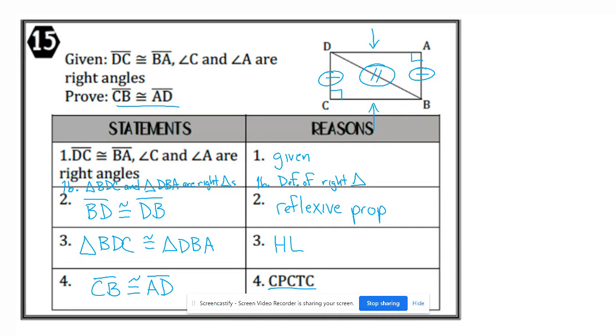And then the final step, it's already there for us because we know the triangles are congruent. These two sides, CB and AD, those are the only sides left that we haven't marked yet. So they have to correspond to each other, and they have to be congruent because corresponding parts of congruent triangles are congruent. So there you go. That's CPCTC. Good luck on the assignment.